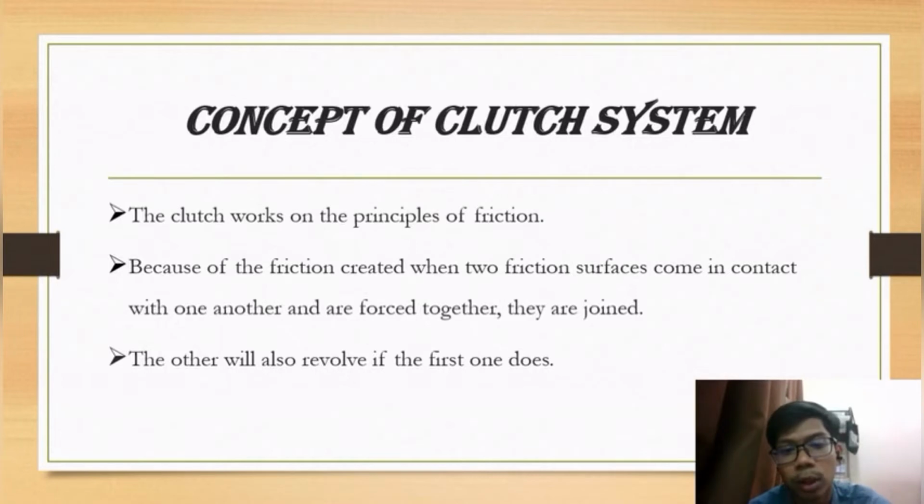The clutch works on the principle of friction. This is because of the friction created when two friction surfaces come in contact with one another and are forced together. When they are joined, the other will also revolve if the first one does.